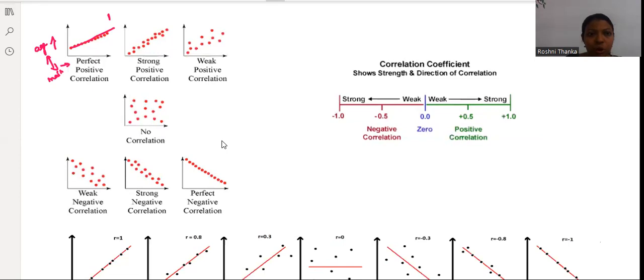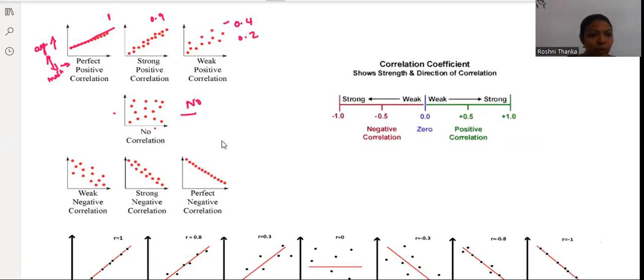And here it is strong positive correlation, maybe coming like 0.9. And this is weak positive correlation, maybe near to 0, maybe 0.4, something like that, or 0.2. This is weak positive correlation. And here you cannot infer anything out of it. So it is no relation. There is no relation between these two variables, whatever may be the parameter values.